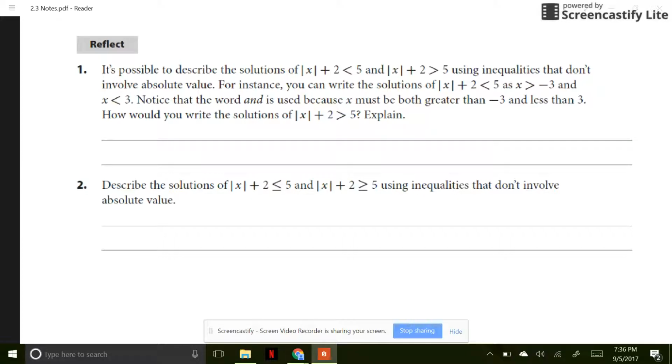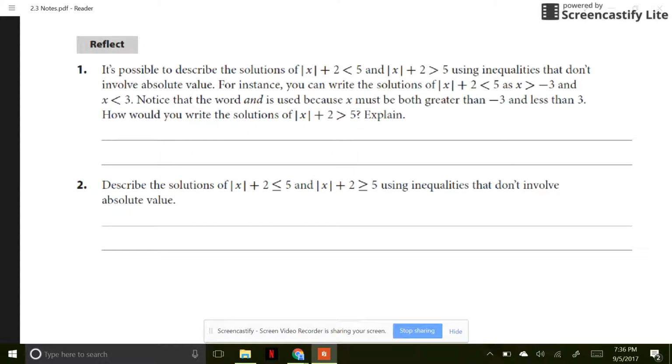So we just discovered that it's possible to describe the solutions of absolute value x plus 2 less than 5 and absolute value x plus 2 greater than 5 using inequalities that don't involve absolute values. So for instance, you can write the solutions of absolute value x plus 2 is less than 5 as x is greater than -3 and x is less than 3. So notice that the word and is used because x must be both greater than -3 and less than 3.